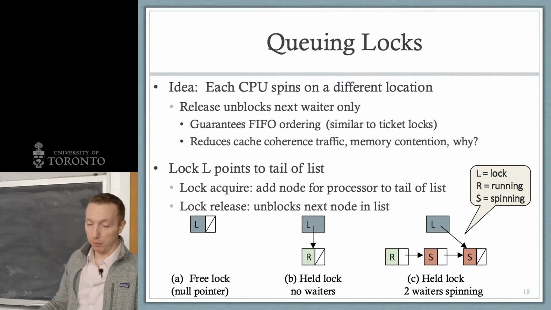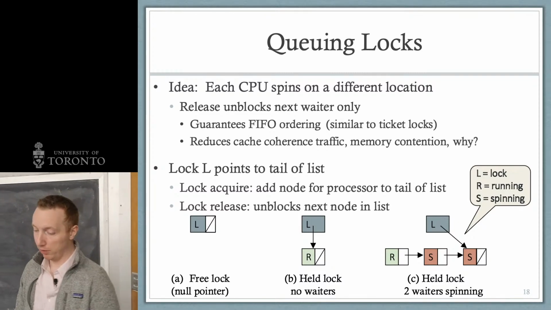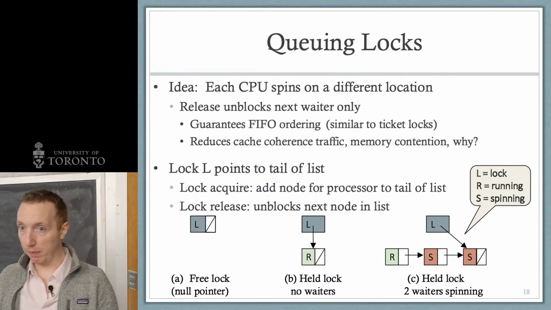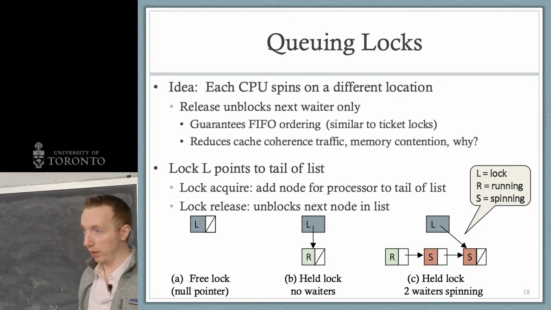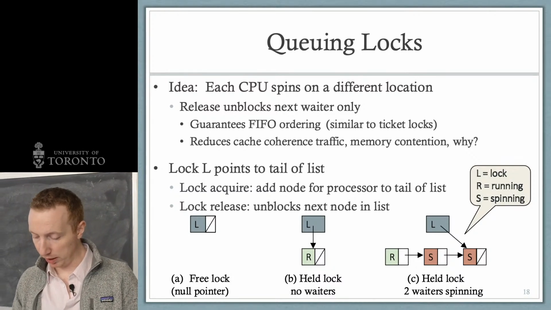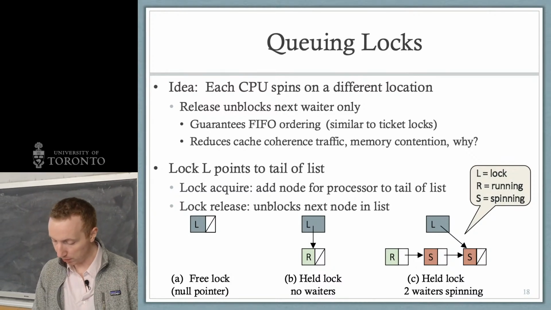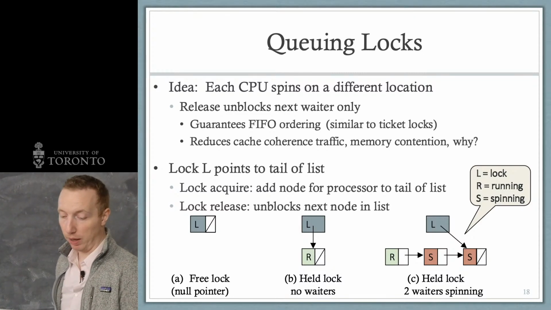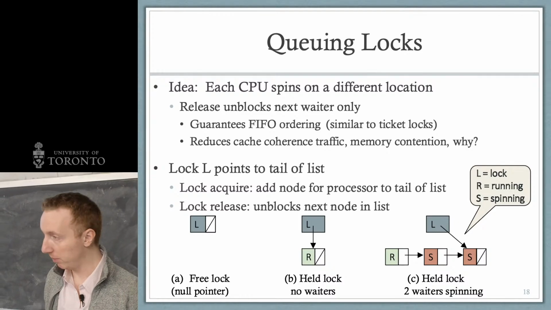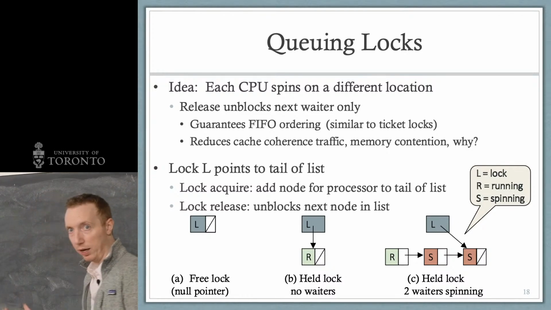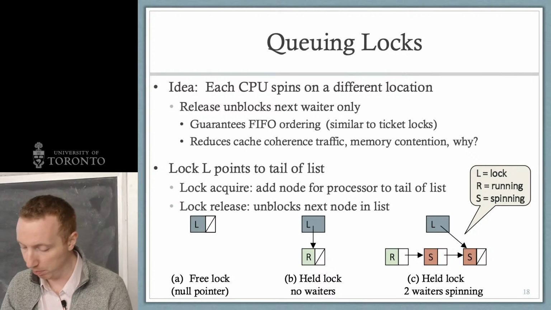So release just unblocks the next waiter, because for this one, all of them are spinning over and over again, even though they're far back in line. And we want to guarantee, like I said before, FIFO ordering, similar to ticket locks. We want to reduce the cache coherency and memory contention, so we have different locations, hopefully on different cache blocks, so we don't have any of the problem.